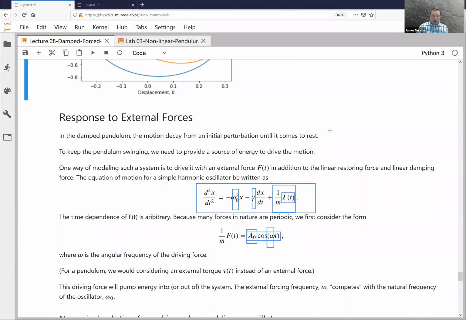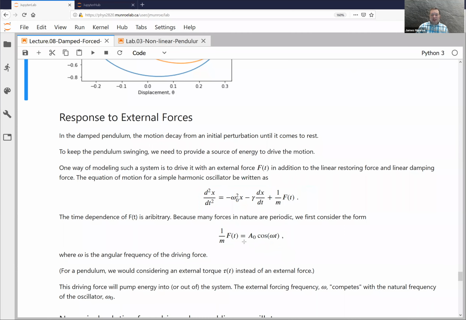Now, if you're doing it for a pendulum and not a spring mass system, your x's become thetas, your dx/dt's become angular velocities. Strictly speaking, I guess this force becomes a torque, but it's the same basic idea, that it can be modeled as an oscillatory system all the way through.